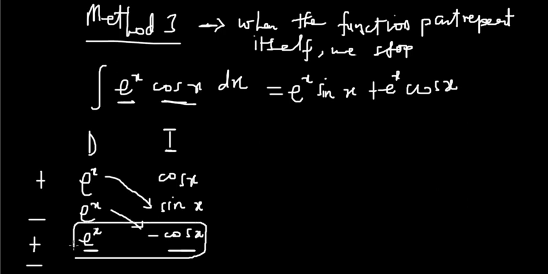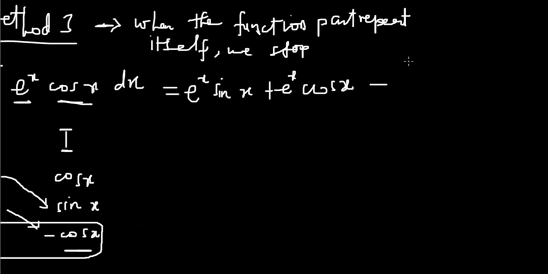The function part has repeated itself. So this is positive e exponent x minus cos x. So this will give us negative, and then we use our integral, okay? Negative e exponent x cos of x dx, okay? So all we have to do is just solve this problem, solve this part and then add it to this section, and then we are good to go.